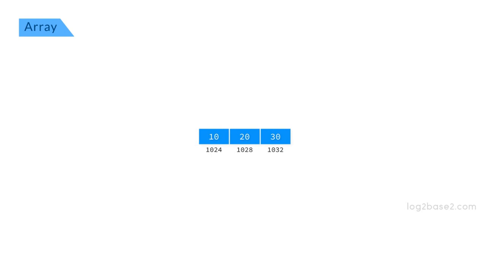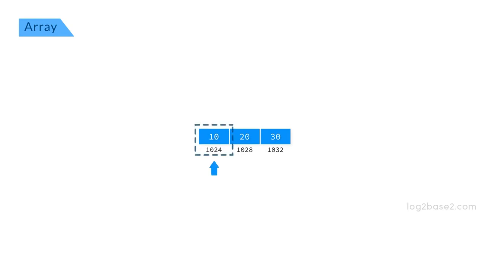Here we have an array with elements 10, 20 and 30. Now, if we need to delete 10, after deletion, we need to shift all the elements one position to the left. Now, if we need to insert 100 at index 0, we need to shift all the elements one position to the right and then only we can place 100 at index 0.